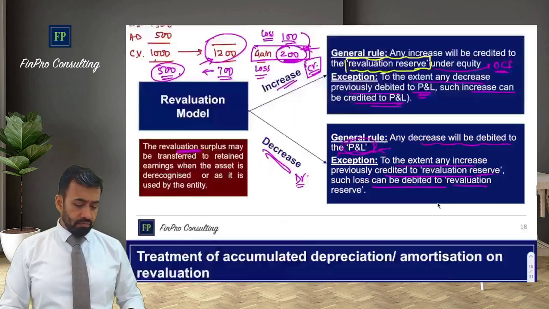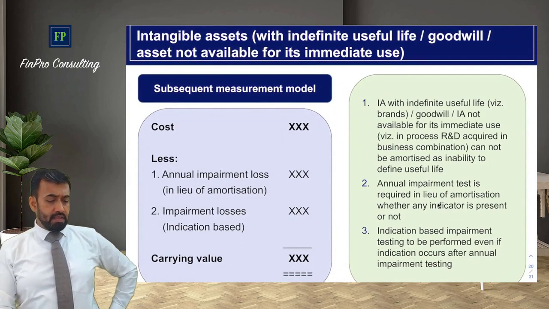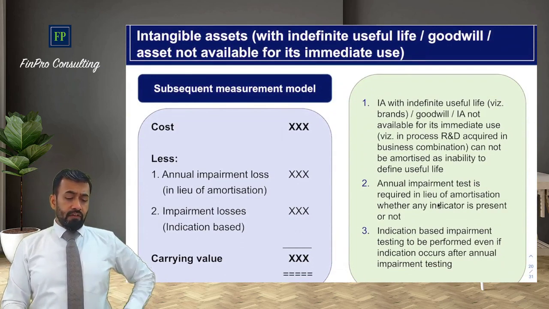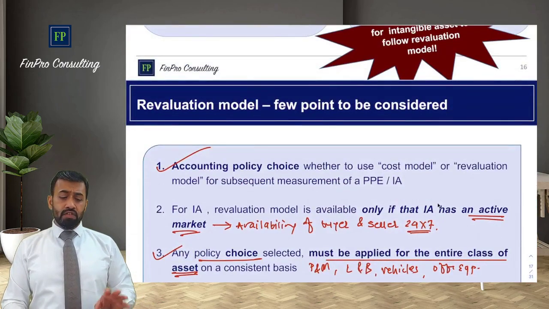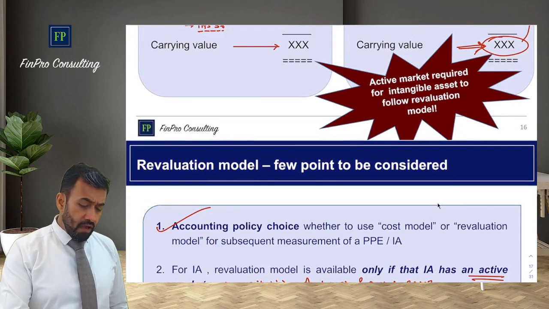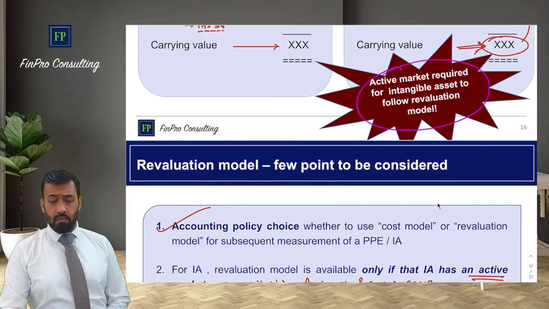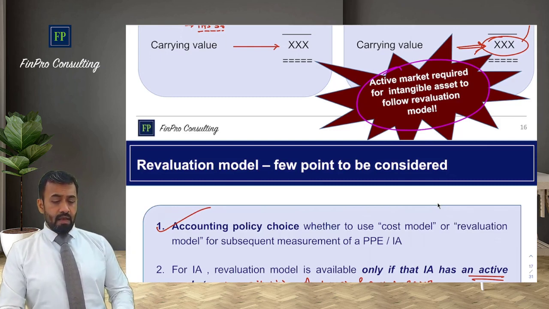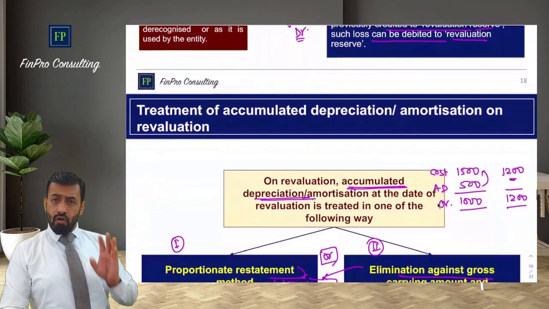Okay. Now, intangible assets with definite useful life we had seen here. It's the same. Just what we had discussed: if it has an active market, then only we can use that method of revaluation. Otherwise, the revaluation model cannot be used for intangible assets. If it has an active market, revaluation; if it doesn't have an active market, then only the cost model.